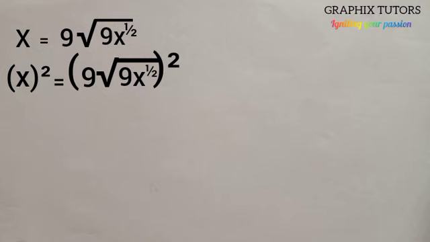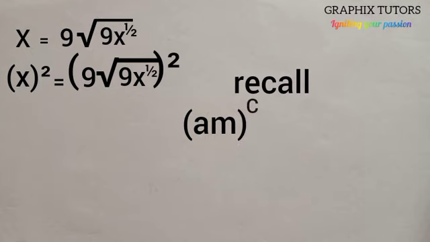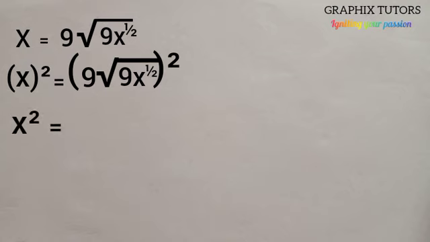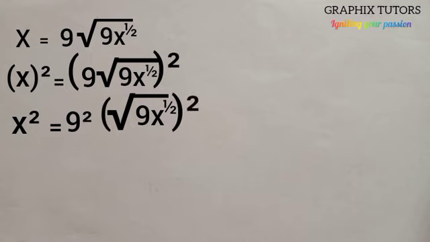From here, recall that if you have (am) to the power of c, it gives you a to the power of c times m to the power of c. If I implement this in the above equation, I'll have x to the power of 2 equals 9 to the power of 2 multiplied by the square root of 9x to the power of 1 over 2, all to the power of 2. Now x squared will equal 9 to the power of 2, which is 81, multiplied by, now the square here will cancel the square root here.